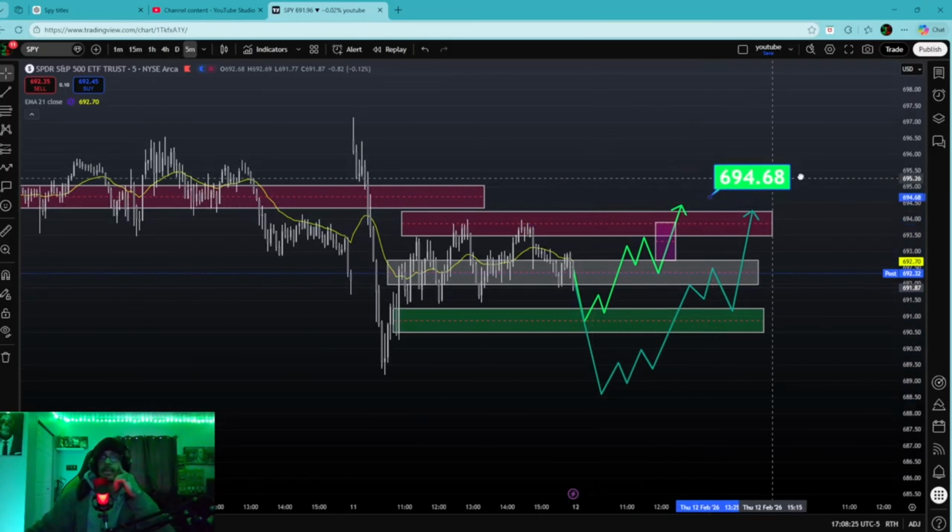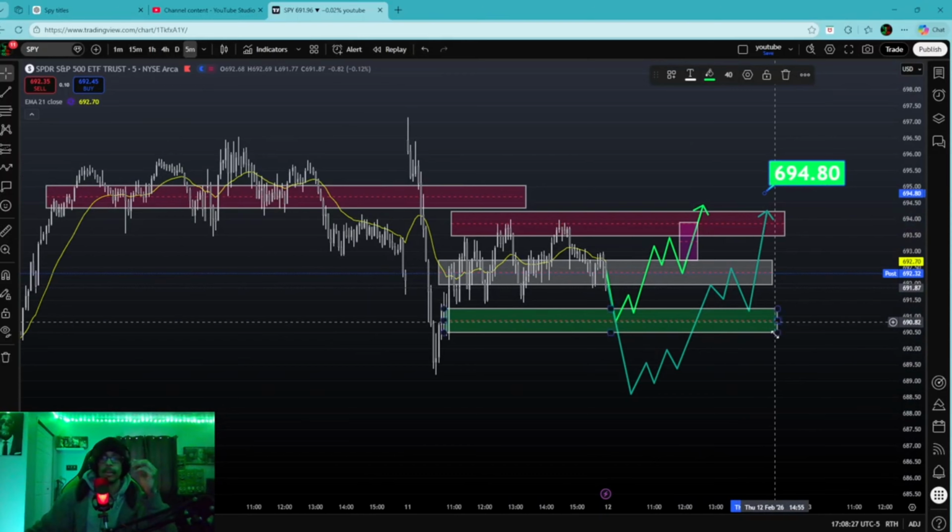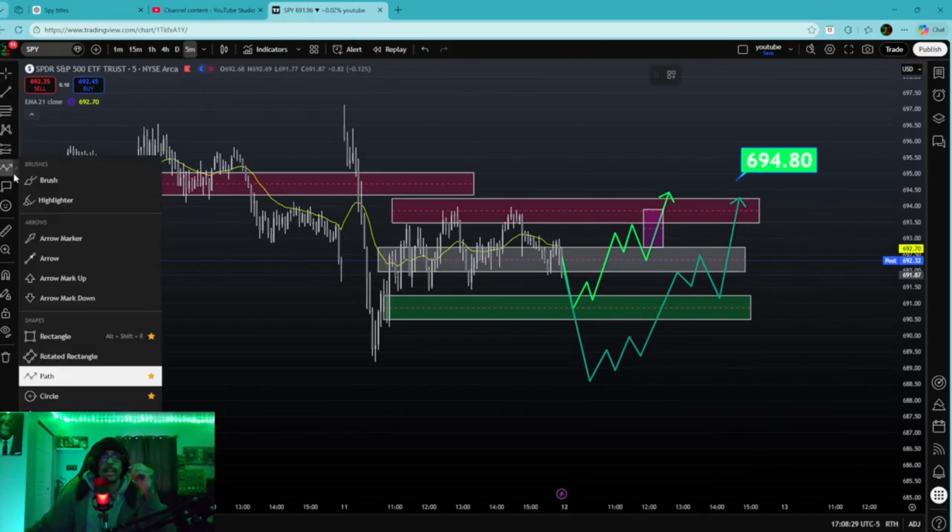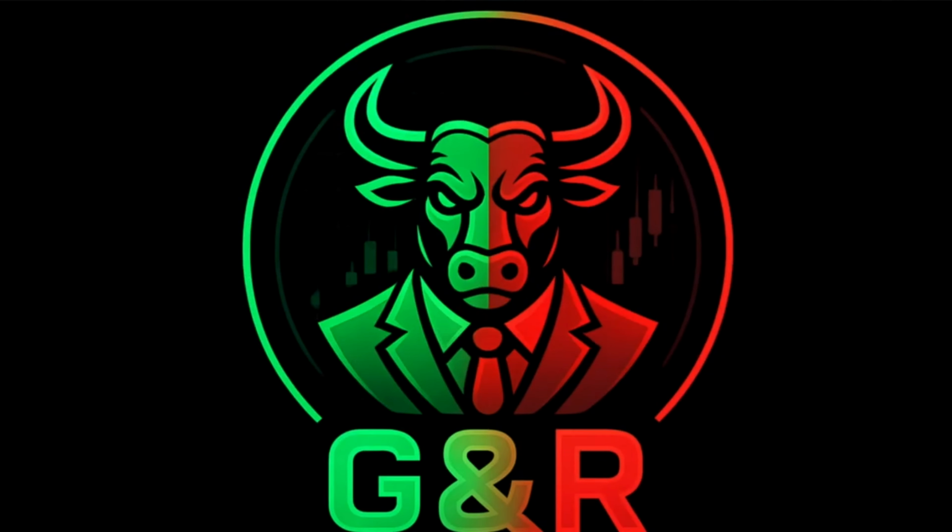Now let's talk about some other random situations that could also occur, because this overall range is bearish.